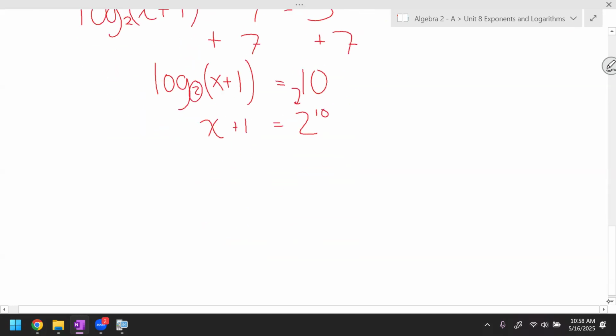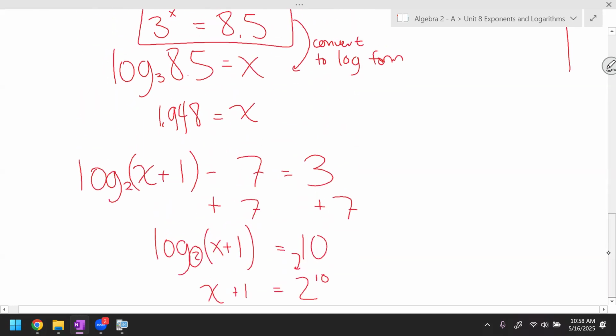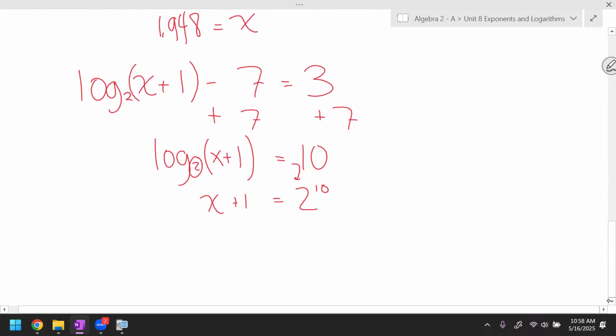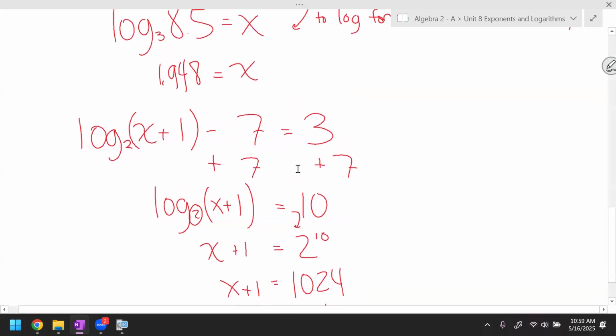Well, 2 to the power of 10 is 1,024. So if x plus 1 equals 1,024, then x itself must equal 1,023. So make sure that you are clear on which steps to perform first when you are solving logarithmic or exponential equations.